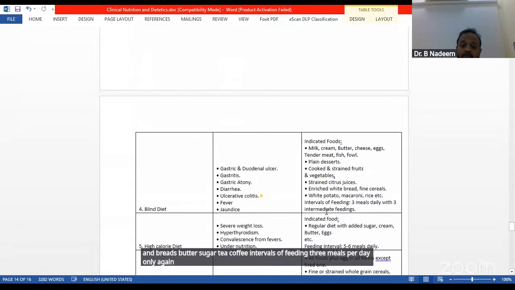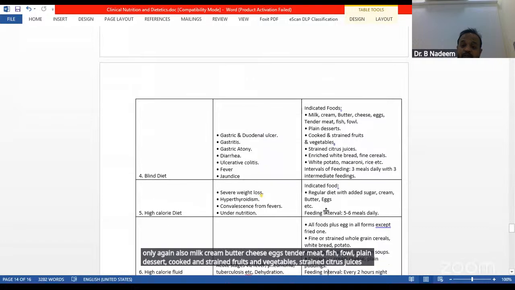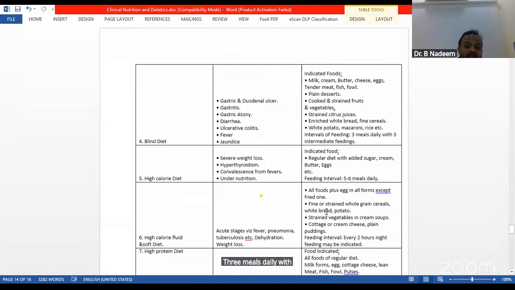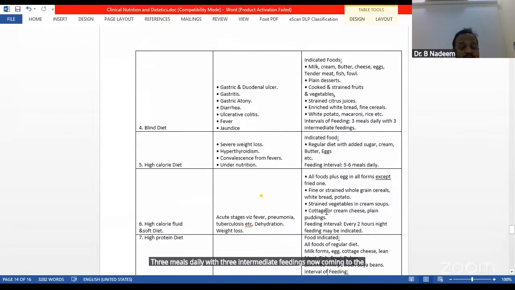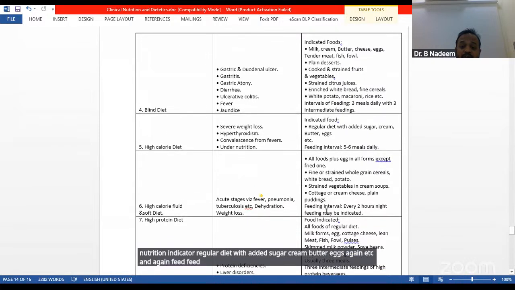Again, also milk, cream, butter, cheese, eggs, tender meat, fish, fowl, plain dessert, cooked and strained fruits and vegetables, strained citrus juices enriched with white bread, fine cereals, white potato, macaroni, rice, etc. 3 meals daily with 3 intermediate feedings. Now coming to the high calorie diet: severe weight loss, hypothyroidism, convalescence from fever, undernutrition. Indicated: regular diet with added sugar, cream, butter, eggs, etc. Feeding interval: 5 to 6 meals daily.